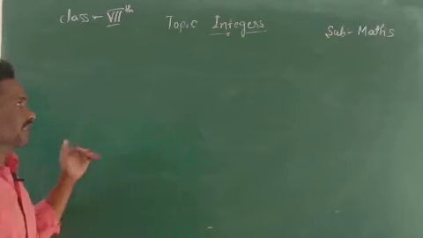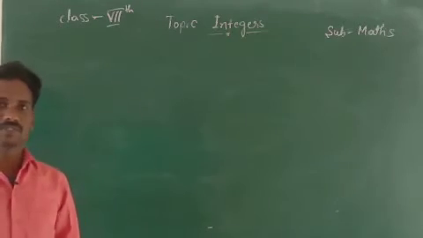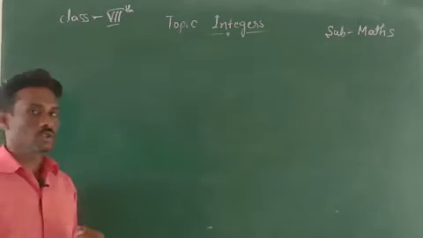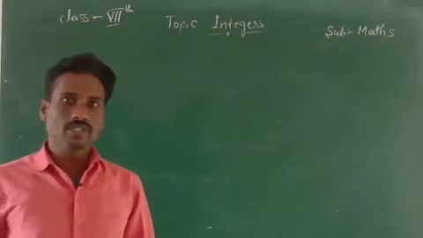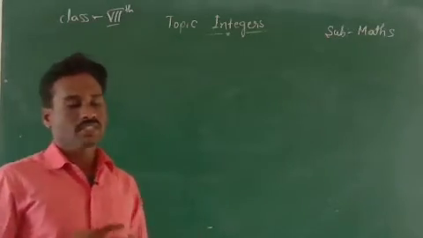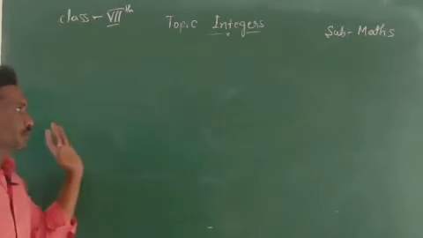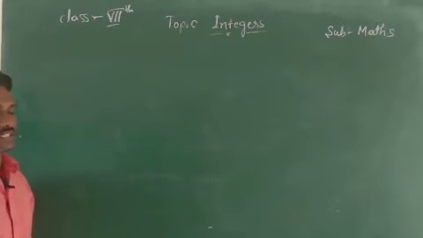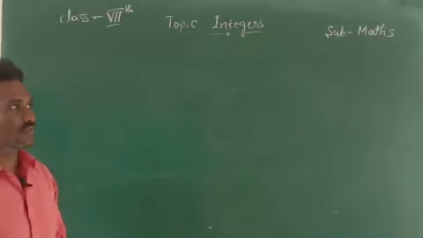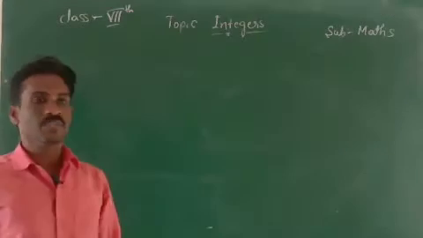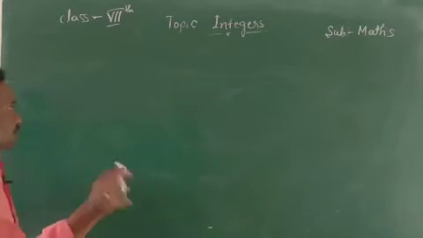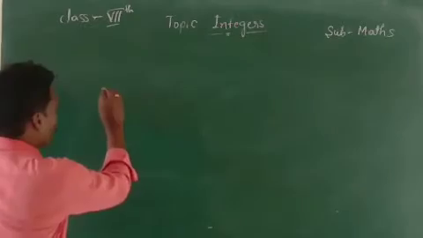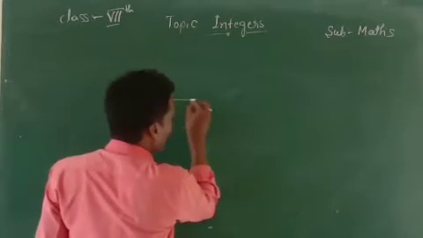And next, integers. Integers means all the positive numbers, negative numbers and 0. The set of all positive numbers, negative numbers and 0 is called integers. This we are going to denote with Z.